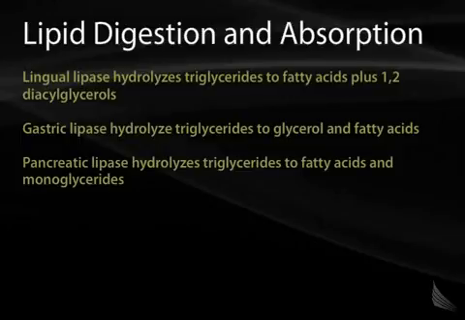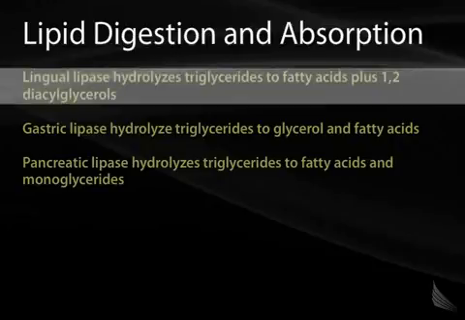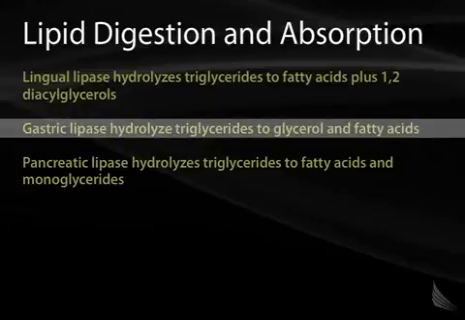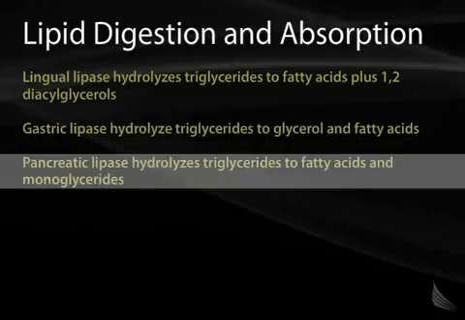Lipid digestion and absorption takes place all along the GI tract. We have mentioned in lecture 1 that lingual lipase is present, and it hydrolyzes triglycerides to fatty acids plus 1,2-diacylglycerols. In the stomach, there's also another lipase called, unsurprisingly, gastric lipase, and it hydrolyzes triglycerides to glycerol and fatty acids. Pancreatic lipase hydrolyzes triglycerides to fatty acids and monoglycerides.